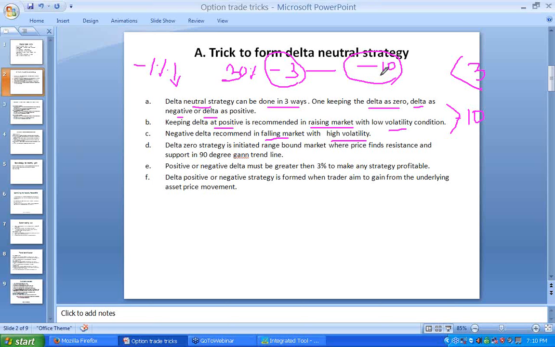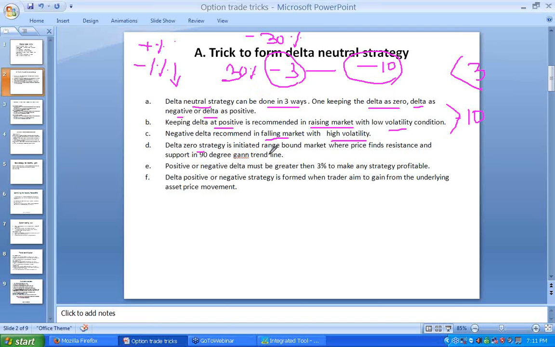Same also goes in adversity. Suppose instead of falling 1%, the Nifty rises by 1%, what will happen? If you have kept your net delta at -3, that means the intrinsic value component of that option will reduce by 30%. So this is also one of the situations you need to monitor.